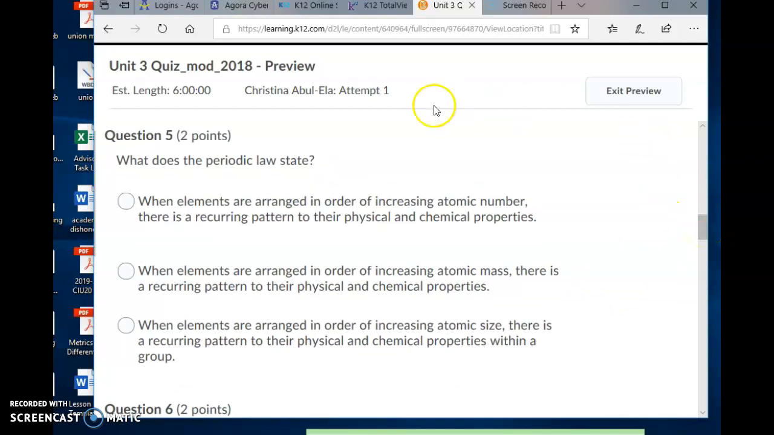Question 5. What does the periodic law state? When elements are arranged in order of increasing atomic number, there is a recurring pattern to their physical and chemical properties. When elements are arranged in order of increasing atomic mass, there is a recurring pattern to their physical and chemical properties. When elements are arranged in order of increasing atomic size, there is a recurring pattern to their physical and chemical properties within a group.